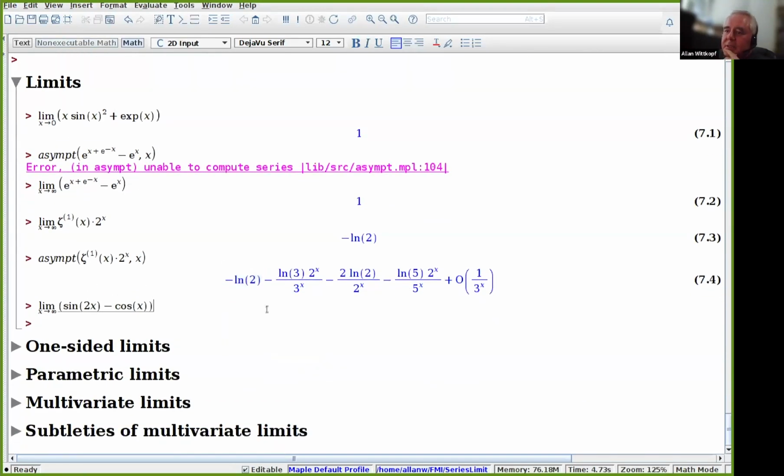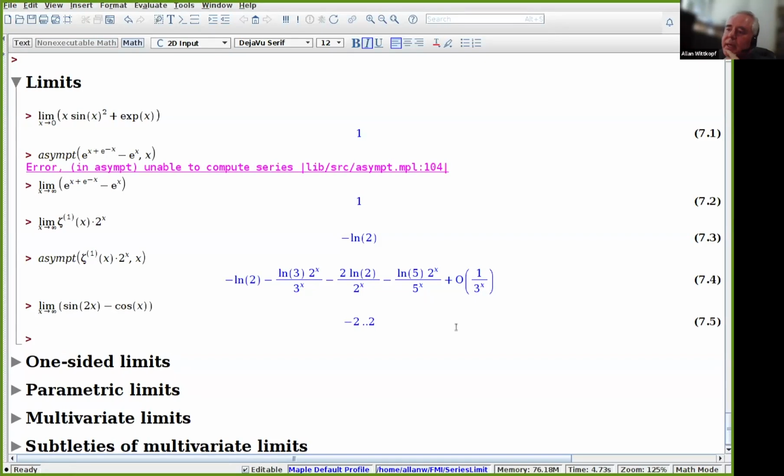One other thing about limit, it can return in terms of a range. So in this case, we have this combination of functions that essentially don't die out. They're constantly changing. And the limit of this combination of functions here, it says it's between -2 and 2, but it's indeterminate.